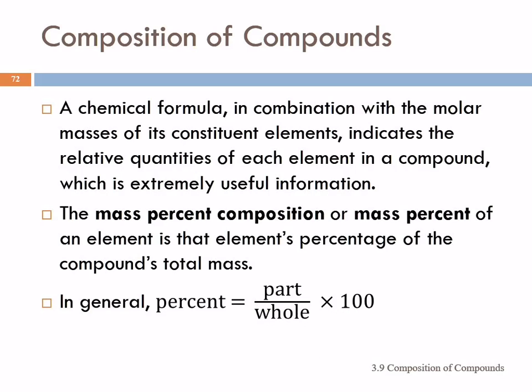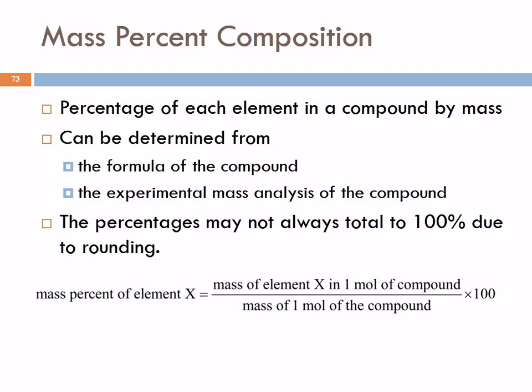The part and the whole are often measured in the same unit, and so the units cancel out. If we're measuring in grams, it might be the mass of iron in grams in the whole compound measured in grams. We can determine mass percent of each element two different ways. We can calculate it from the formula of the compound. If we know what the formula is, we can calculate it. Or we can determine it experimentally if we don't know what the compound is.